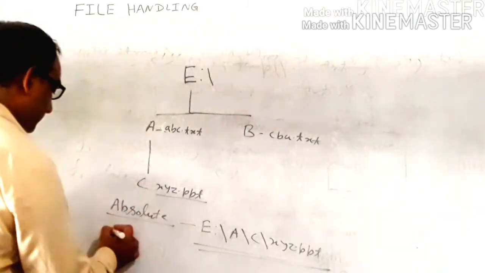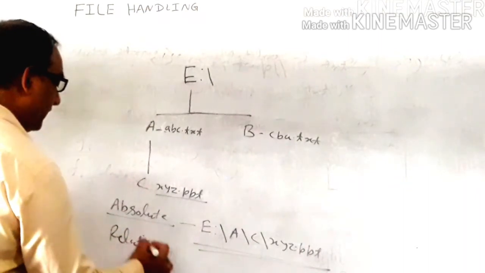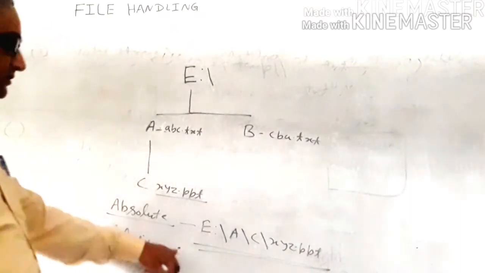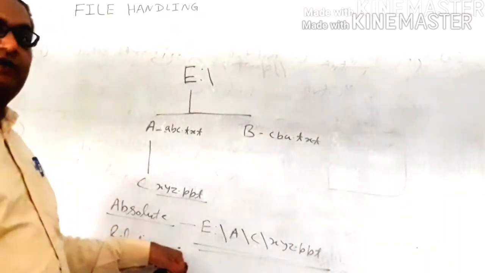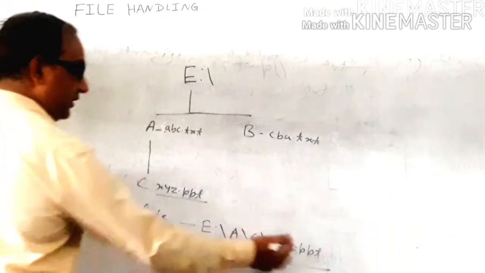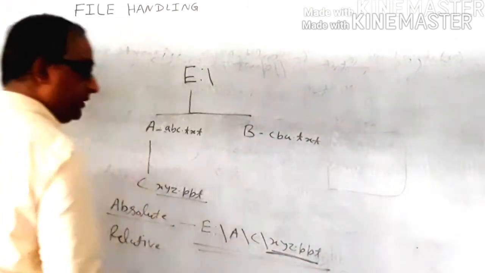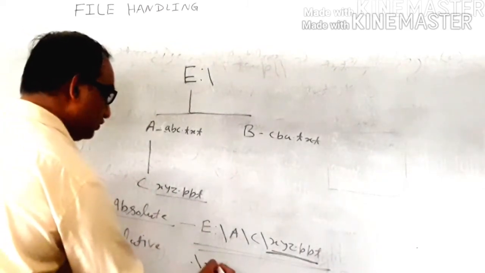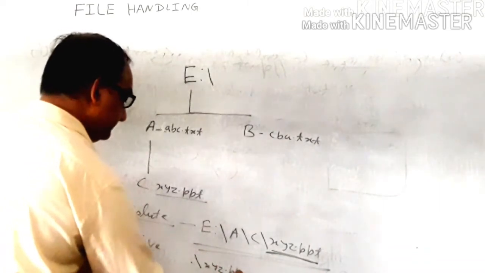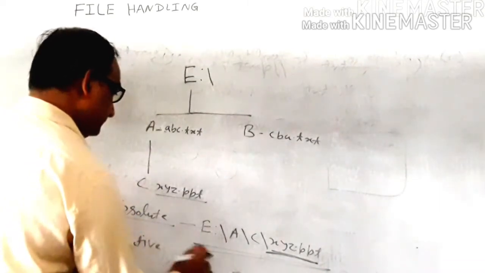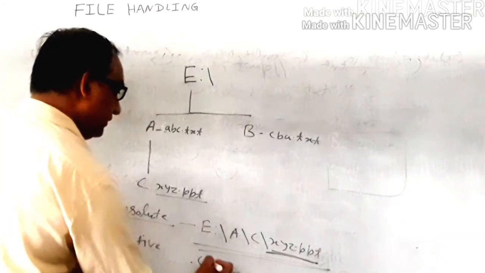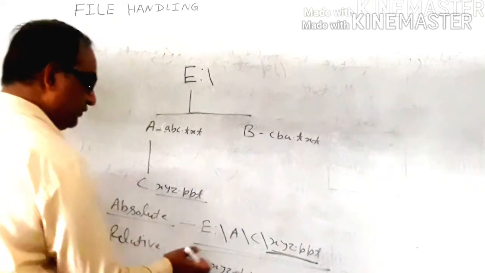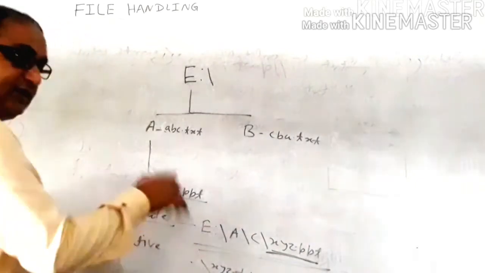The second is relative path. A relative path contains two things: a single dot and a double dot. Single dot means the current location, that is, where the file currently is. So if you want the current location of xyz.txt, you write dot slash xyz.txt. With the dot slash, the file is in the current location.